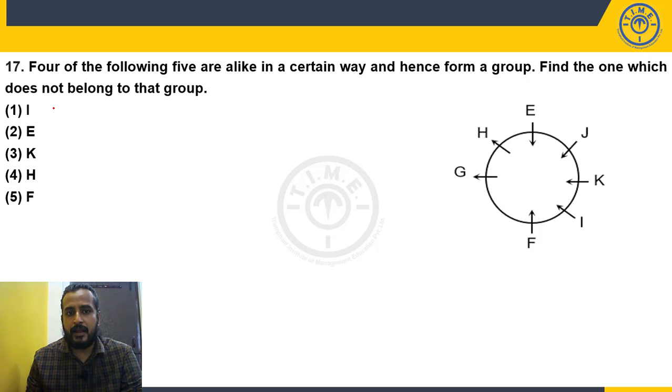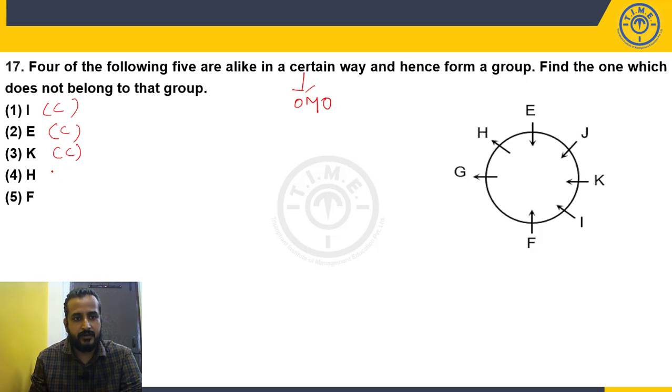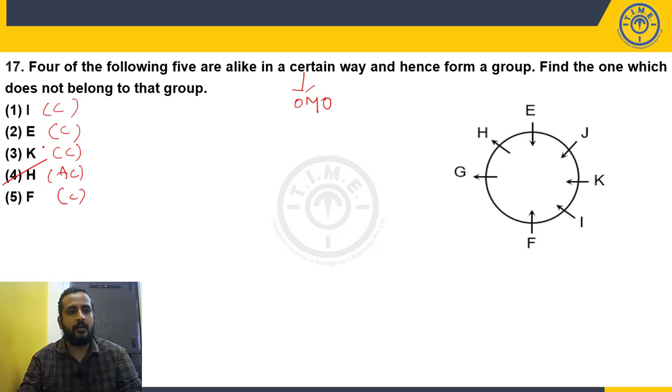4 of the following 5 are alike in a certain way and hence form a group, which is nothing but odd man out. I facing center. E facing center. K is also facing center. H away from the center. F facing center. So which is odd man out? Choice 4. Except H, all are facing towards the center.